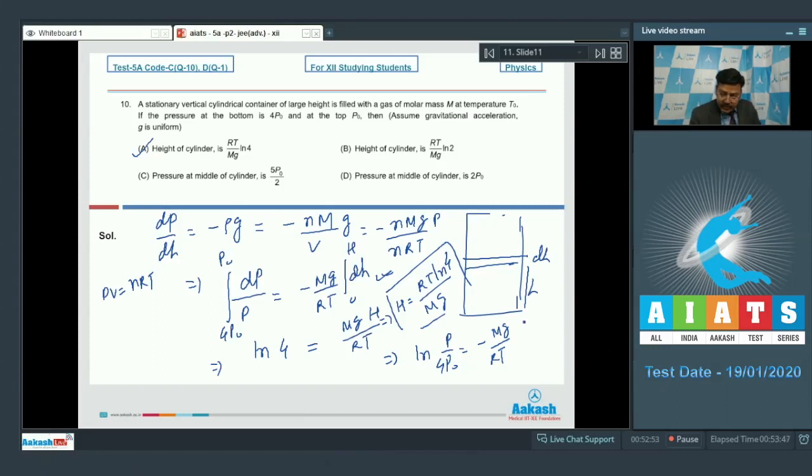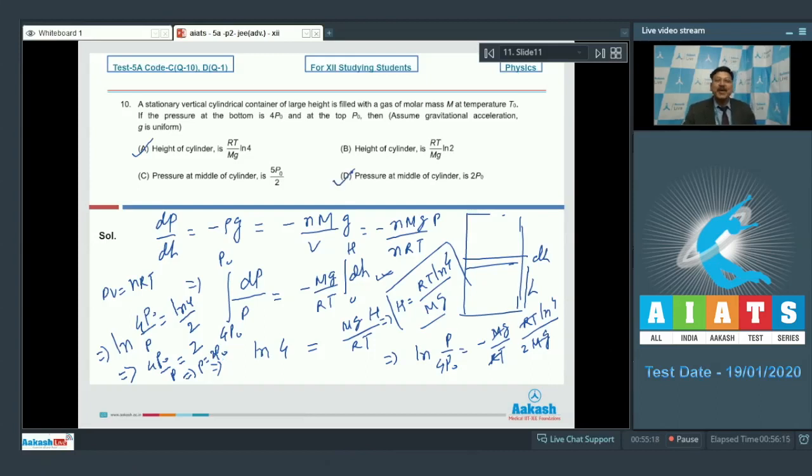So if we do that, it is equal to RT ln 4 divided by 2 mg, and let us simplify still further. This mg cancels, this RT cancels, and this gives us ln 4 P0 by P is equal to ln 4 by 2, and that means 4 P0 by P is actually equal to 2, which gives us P is equal to 2 P0, and which means option D is also correct and option C is incorrect. Let's go on to the next question now.